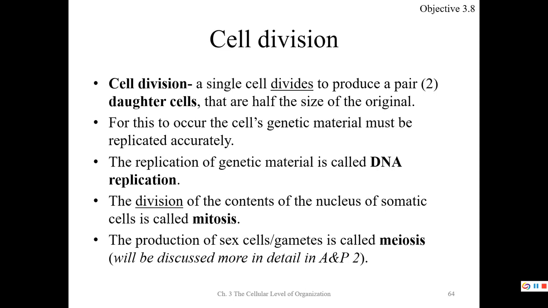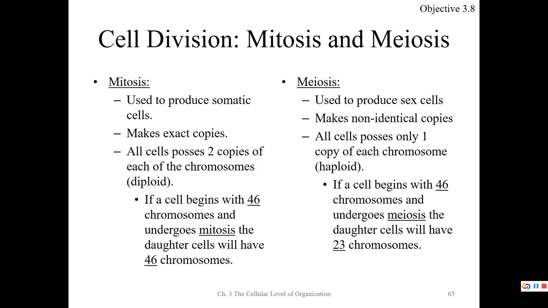We will discuss this more in A&P 2. But here's what I want you to know. In mitosis, we make somatic cells. In meiosis, we make sex cells, that's gametes. Mitosis always makes exact copies. Meiosis never makes exact copies. It makes non-identical copies. Every one is a uniquely different cell.